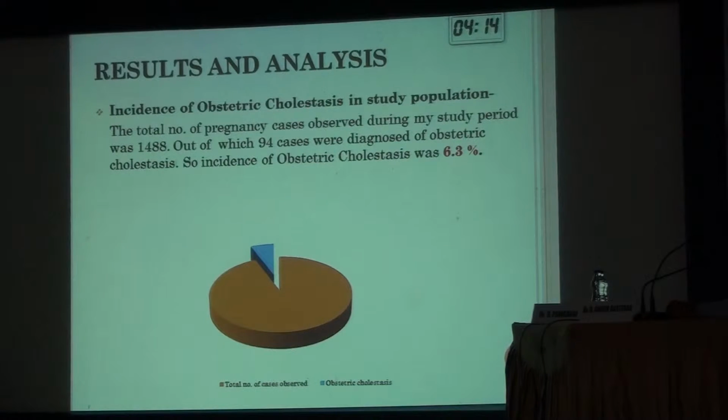Coming to the results and analysis, the total number of pregnancy cases observed during my study period was around 1,488, out of which 94 cases were diagnosed of obstetric cholestasis. So incidence of obstetric cholestasis in my study was 6.3%, which is slightly on a higher range compared to most of the Indian population, which is around 1%.